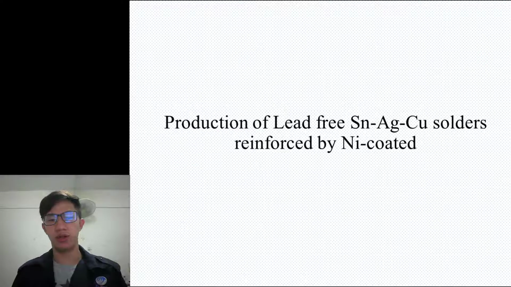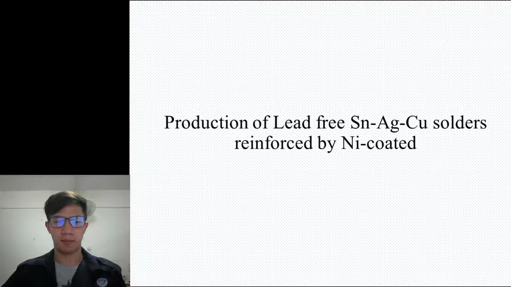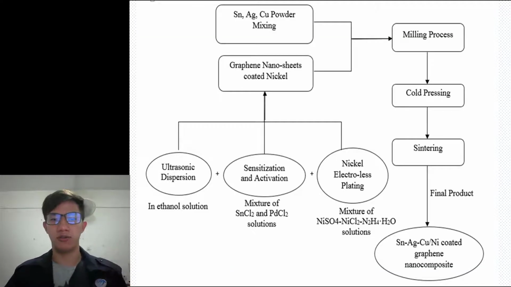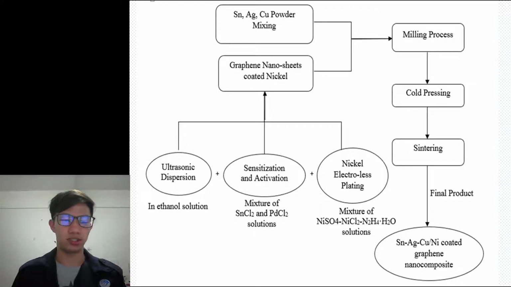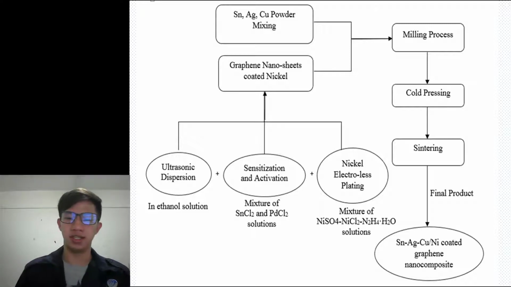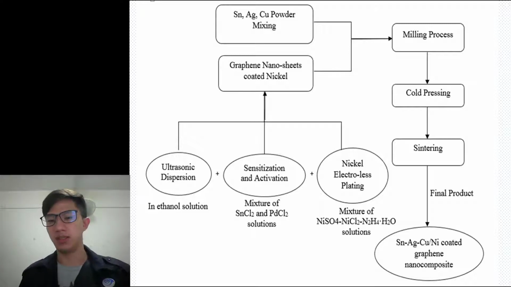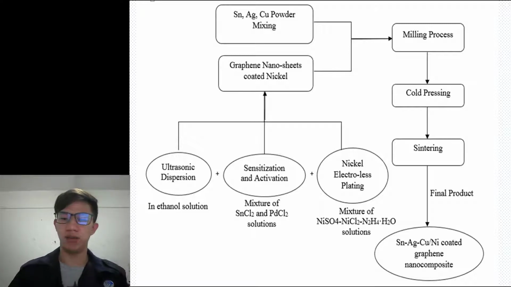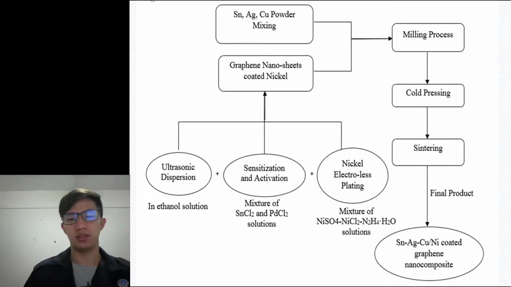First, we discuss the production of the lead-free solder reinforced by the nickel coated graphite nanosheet. This is the flowchart of the production. First, the nickel coated graphite nanosheet is prepared through different steps: ultrasonic dispersion, sensitization activation, and nickel electrolyte plating. Then it is mixed with the solder powder by a milling process, and pressed into a cylindrical shape. Then it goes into the sintering process. The final product will be the lead-free coated graphite nanocomposites.